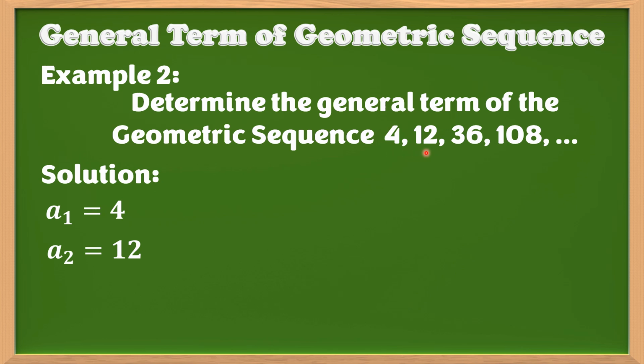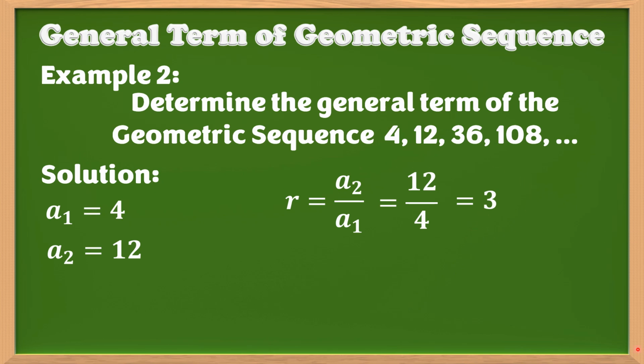Next, we're going to determine the value of r, or the common ratio of the given sequence. The formula in finding the common ratio of a geometric sequence is r equals a sub 2 divided by a sub 1. So we change a sub 2 into 12 and a sub 1 into 4. We have now r equals 12 divided by 4, which is equal to 3. The common ratio of the given geometric sequence in example number 2 is 3.